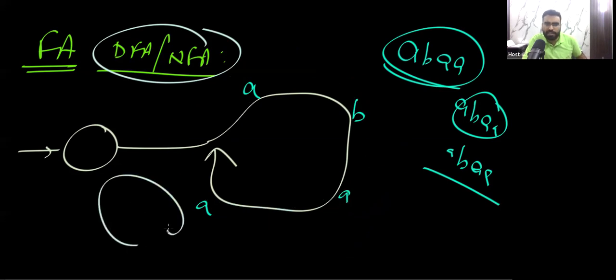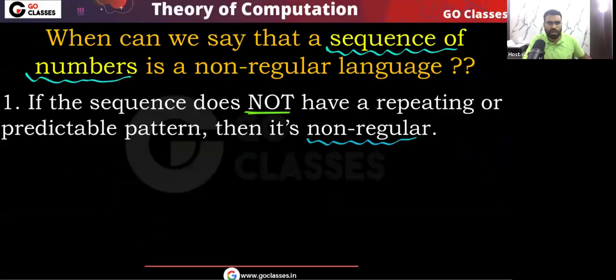There will be some repeating patterns. If there is a self loop, that is a repeating pattern, yes or no? Are you getting my point? So this is what I'm saying: if your sequence does not have a repeating pattern, if there is no repeating or predictable pattern, then the language is non-regular.